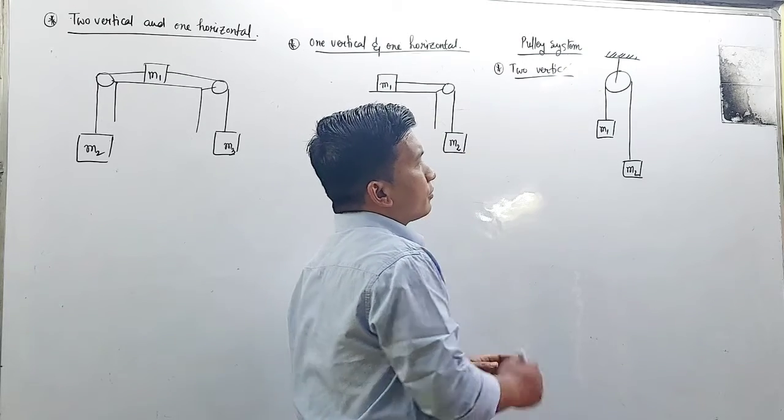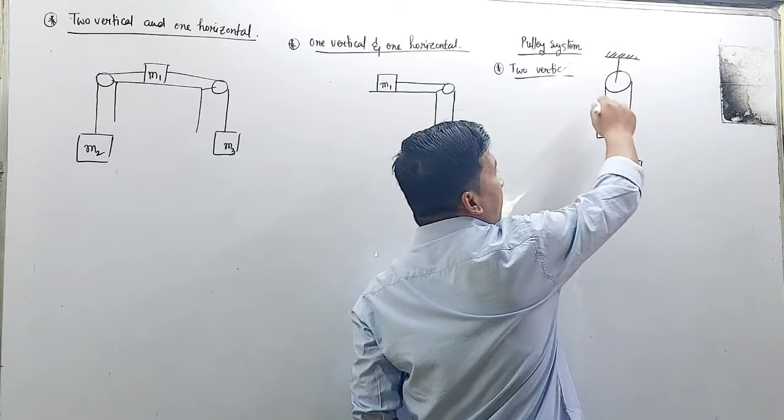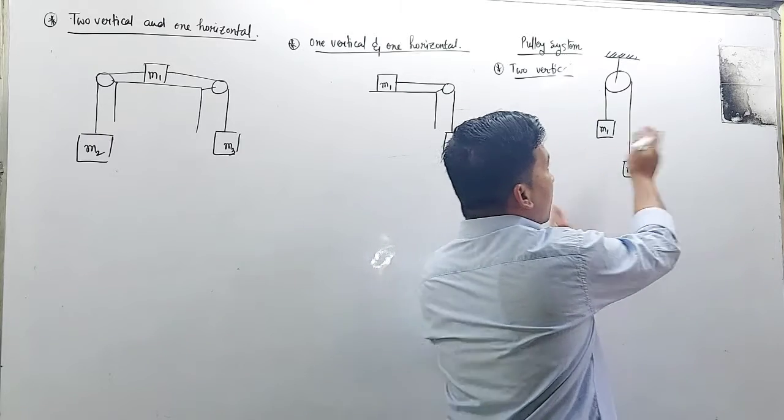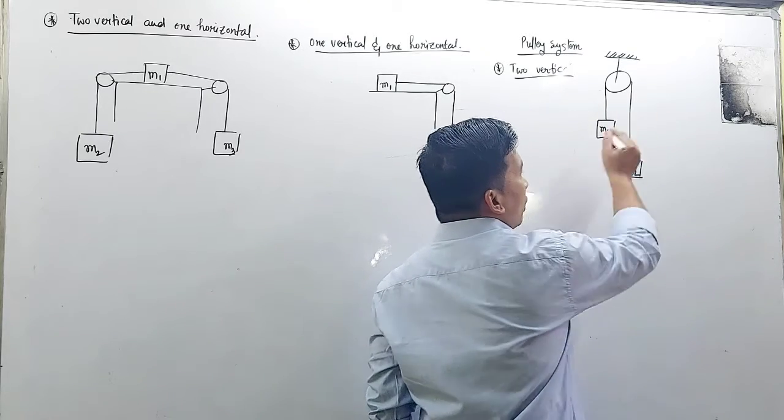That is the question. Here we know that even though M1 and M2 are connected, on both sides of the pulley we have only one tension.